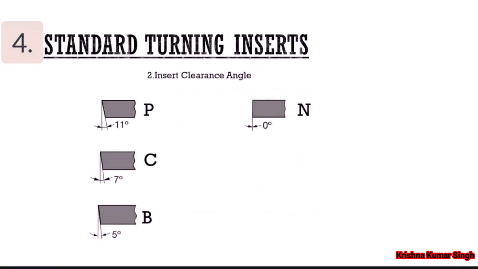The second character of the code represents the insert clearance angle. The clearance angle is defined as the angle between the side edge of an insert and a vertical line starting from the tip of the insert downward. In these pictures, you can see different code characters for different clearance angles. P represents 11 degrees, C 7 degrees, B 5 degrees, and N for 0 degrees. If the clearance angle is 0, the insert is called a negative insert, and if it is not 0, like 11, 7, or 5 degrees, it is called a positive insert.